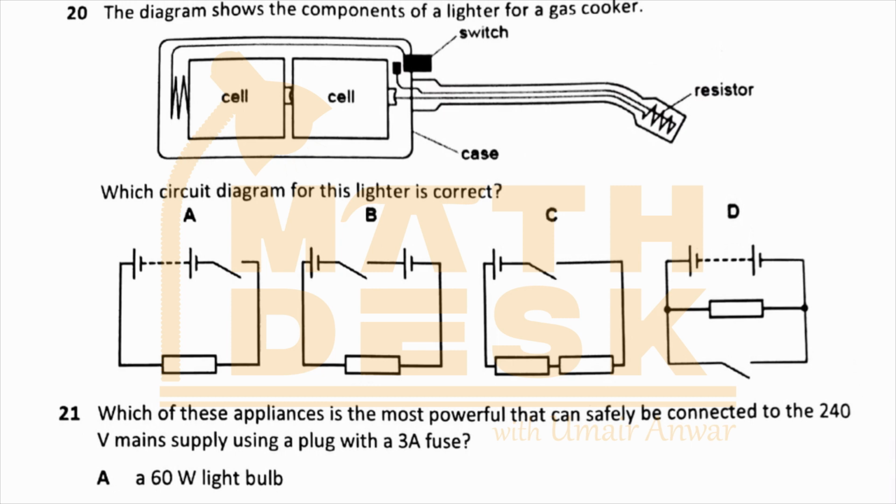So the other diagram says that the switch is between the first and the second cell, which is not correct. Both cells are directly connected. The third diagram shows that there are two resistors and one cell, which is again not correct. And the fourth diagram shows that the resistor is connected in parallel with the cell, and the switch is connected in the other loop, which is again not correct. So the first diagram is the correct diagram for this lighter circuit.